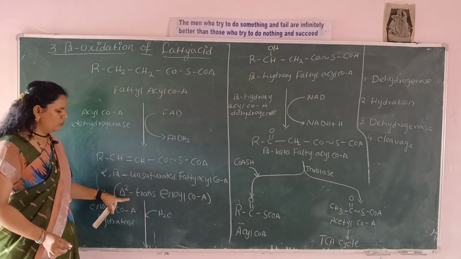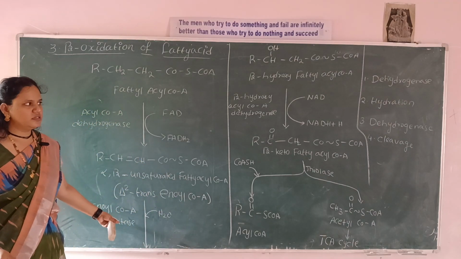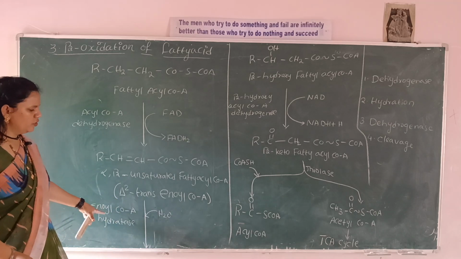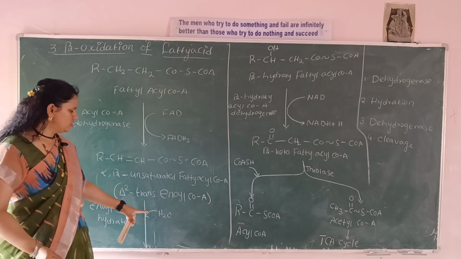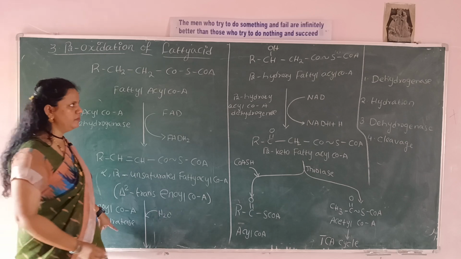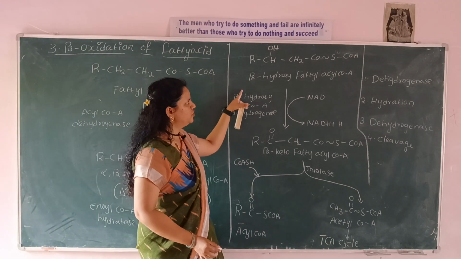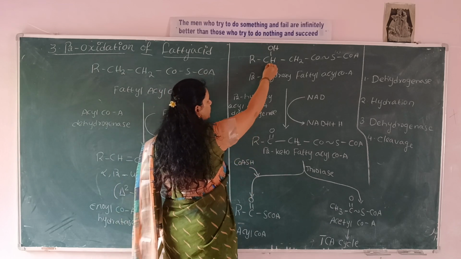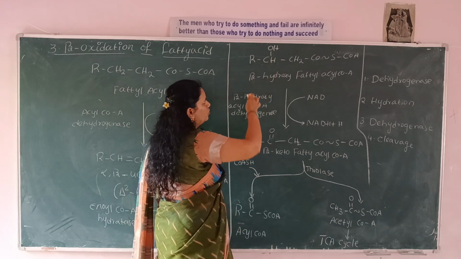Then this compound enters the second step, hydration, where the compound is hydrated at the beta position with the help of the enzyme enoyl CoA hydratase, which results in the formation of beta hydroxy fatty acyl CoA. So at the beta position, a hydroxyl group is present.